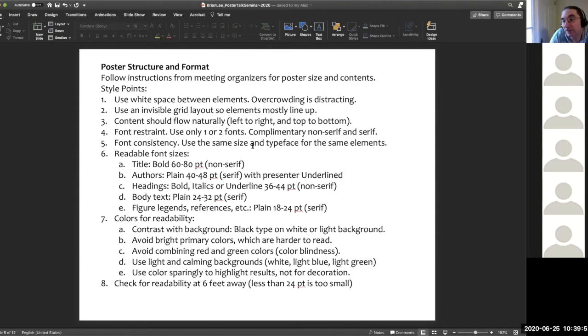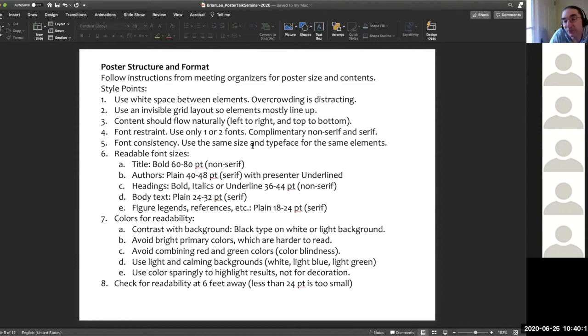It's a good idea to highlight the headings by putting them in bold. You can put them in italics, or you can underline them. Pick one of those 3. Don't do all 3 at the same time. You just need to highlight them a little bit. Bold is usually a good way to do it.